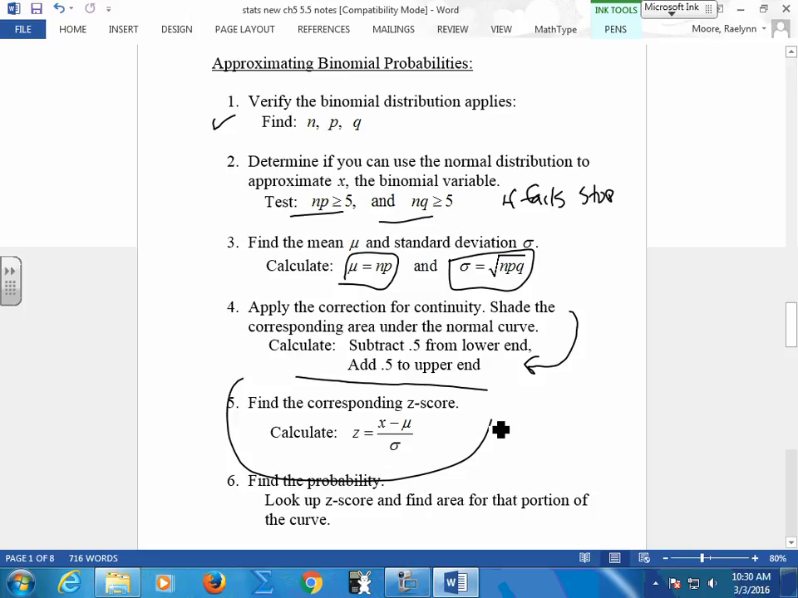As we normally do. Is it to the left, is it to the right? We do the same thing. Our only big difference is we have a 0.5 out there for your x value. Everything else will work the same. So let's take a look at one.